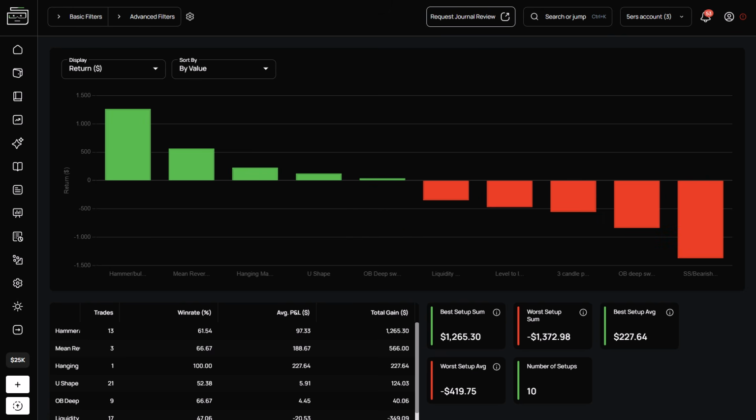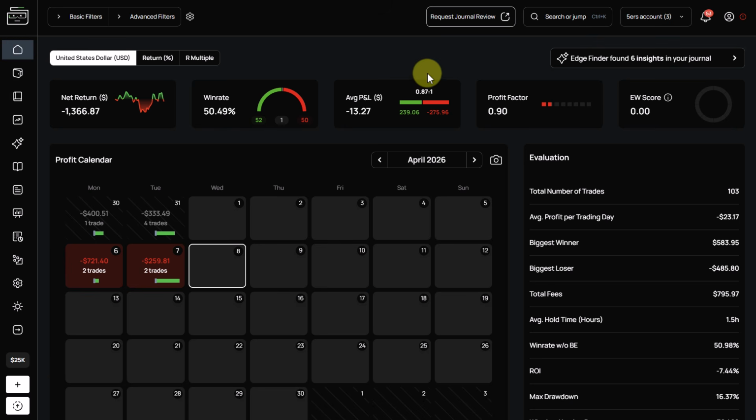So those are going to be the tips for this trader based on the data that we've seen. It's pretty straightforward. It's obviously not going to be easy to implement those changes, but there's definitely a very clear way forward for this trader based on the data.